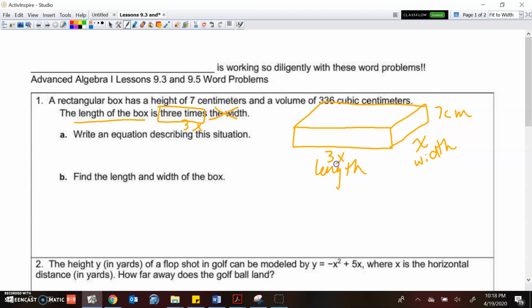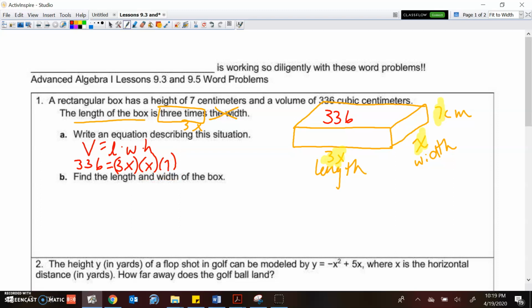So this is 3x. So the values I'm working with here, I have dimensions of 7, x, and 3x. Okay, now they tell me that the total volume of the entire thing comes to 336. So what I would suggest for part A is use your understanding of volume. Now, rectangular prism, I think we're familiar as length times width times height. So now you're literally just going to substitute everything in there. So 336 equals 3x times x times the height of 7.